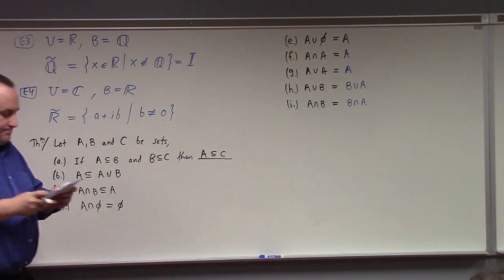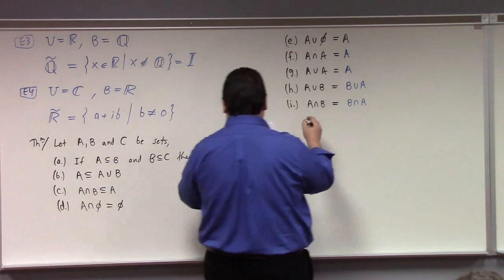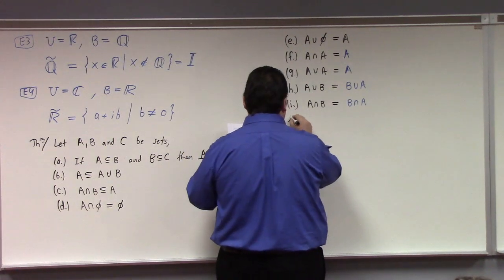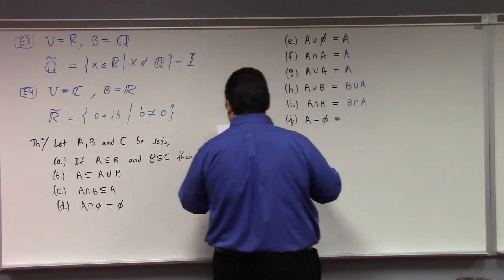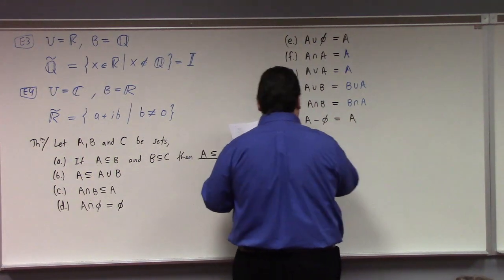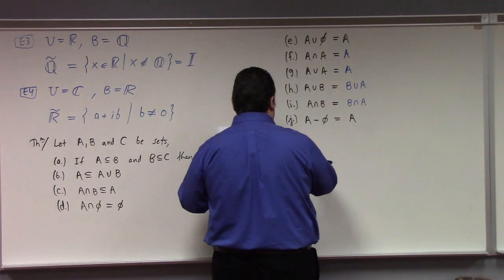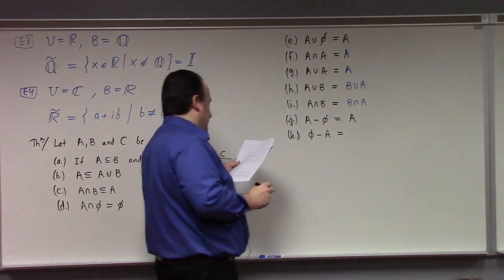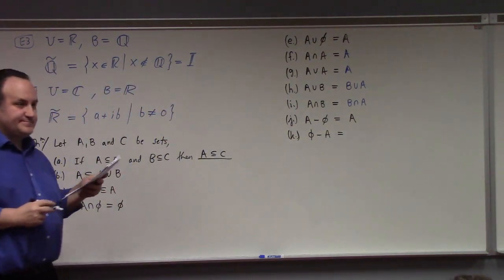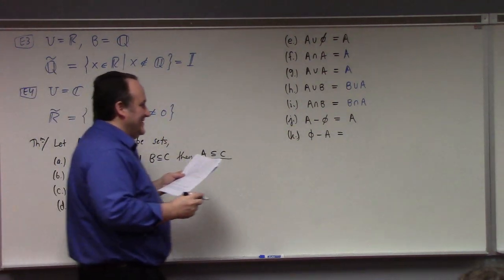What else can I tell you? What happens if we remove the empty set from a set? What's A minus the empty set? A. How about if we take the empty set and take A away from it? What's the empty set with A removed? It's still the empty set.